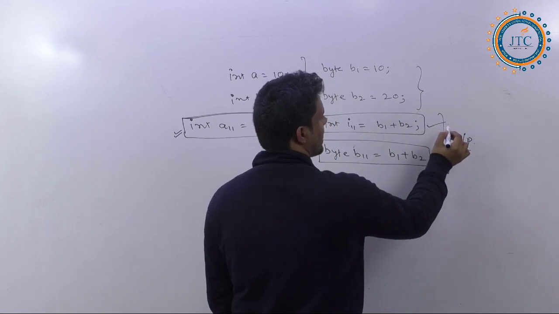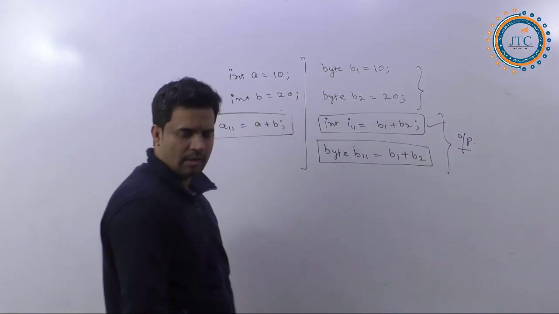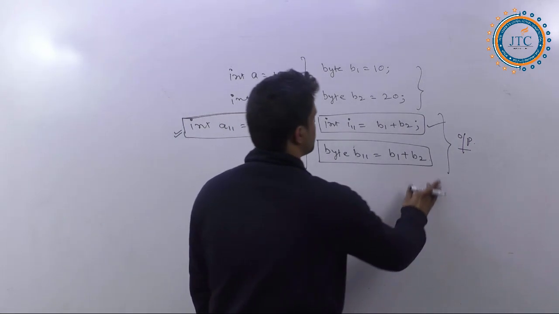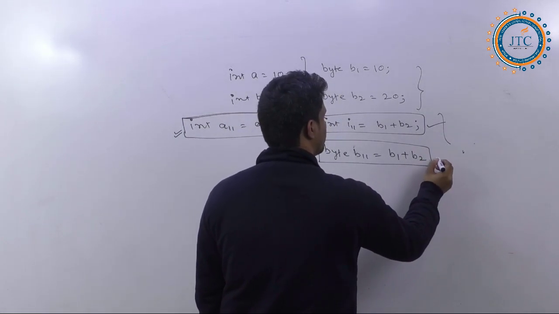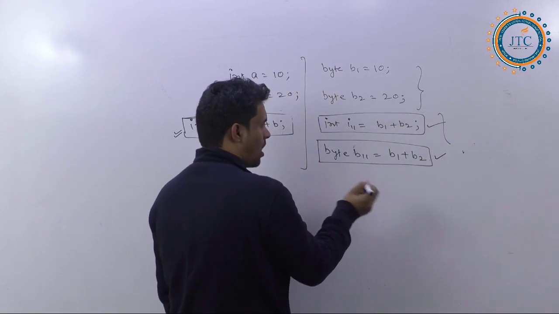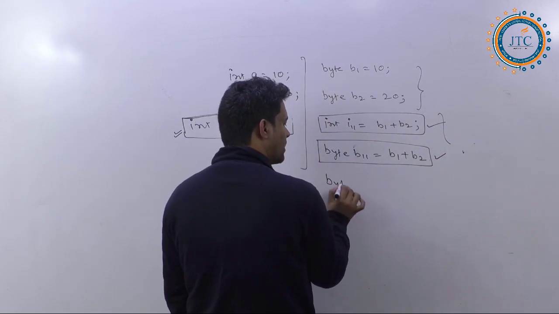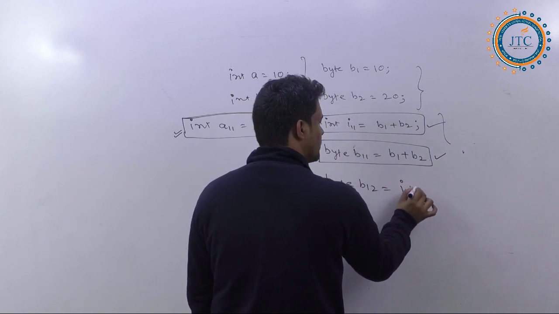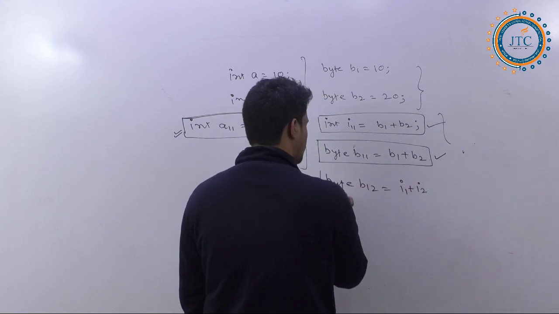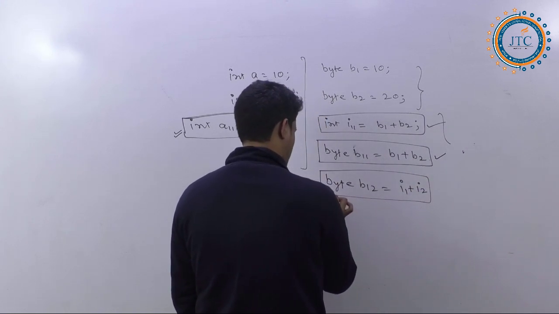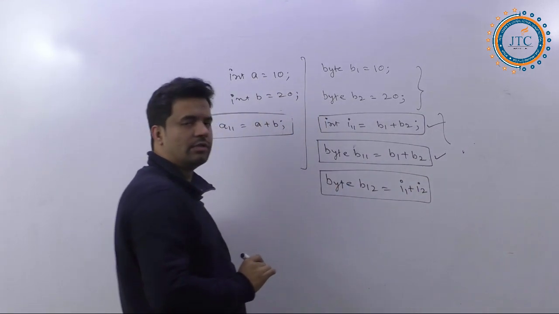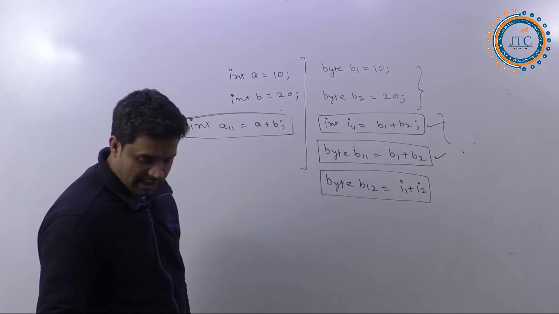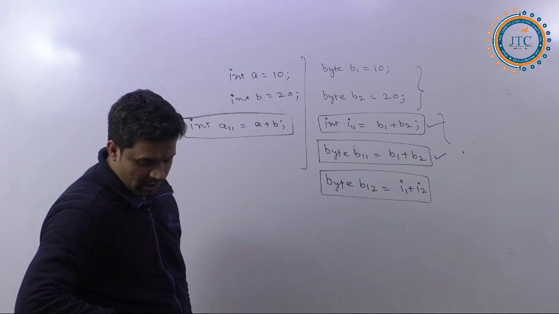Can we write this operation, the first one? Can we write this operation or not? What about this one? Or let's say if I wanted to write byte b12 is equal to i1 plus i2, I am going to write it inside this. Is it okay?